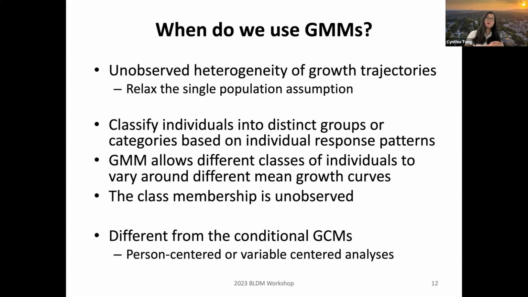So in conditional growth curve models, we have those covariates added that can be used to interpret why there are differences across different subjects. But it's different from growth mixture models, because growth curve models are more like a variable-centered analysis. It focuses on how different covariates can interpret the differences across subjects, but the growth mixture model is more like a person-centered analysis. We want to categorize or classify subjects into different latent classes.